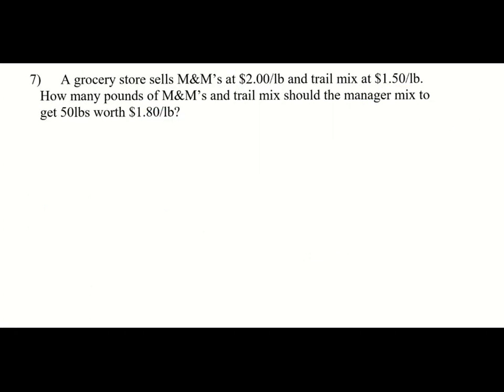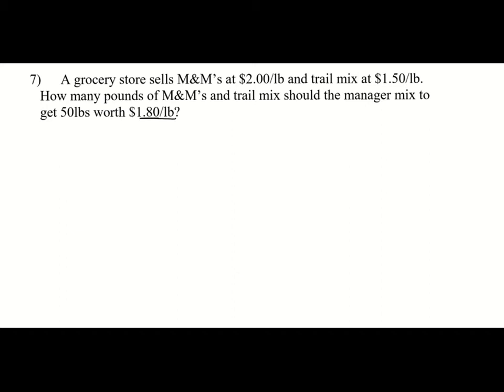All right, next we are going to do a problem where it's a mixture problem. So it's a little bit different than the ones we've been doing, but not horrible. So we have a grocery store that sells M&Ms at $2 per pound and trail mix for $1.50. So we want to know how many pounds of M&Ms and trail mix the manager should mix to get 50 pounds worth $1.80 per pound. So we've got to define our two variables.